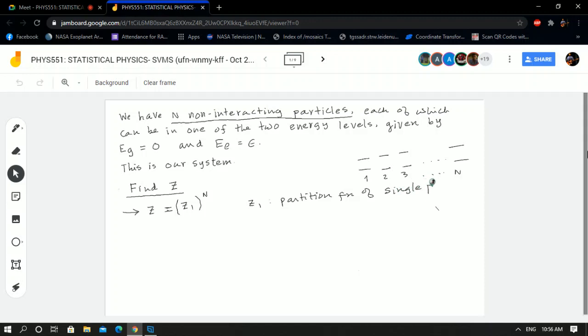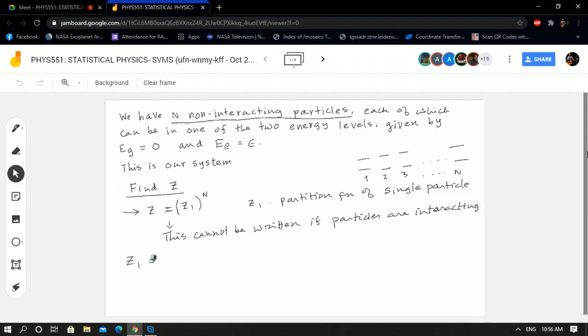If they are interacting, this cannot be written. This is one trick that you should always remember: this cannot be written if particles are interacting. So in solving problems, keep in mind that you can write it like this if the particles are non-interacting. Now we have to find out Z1.